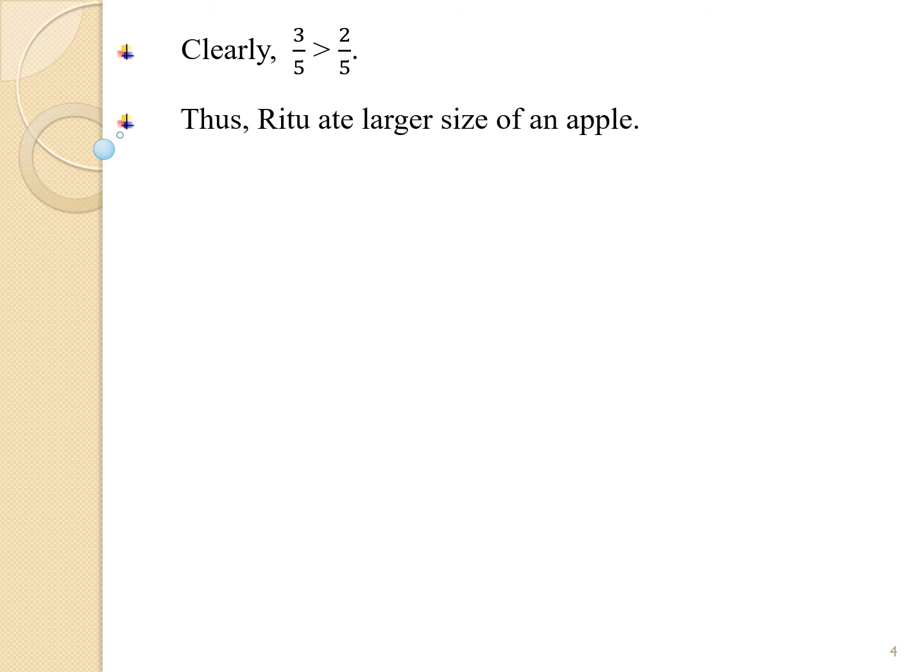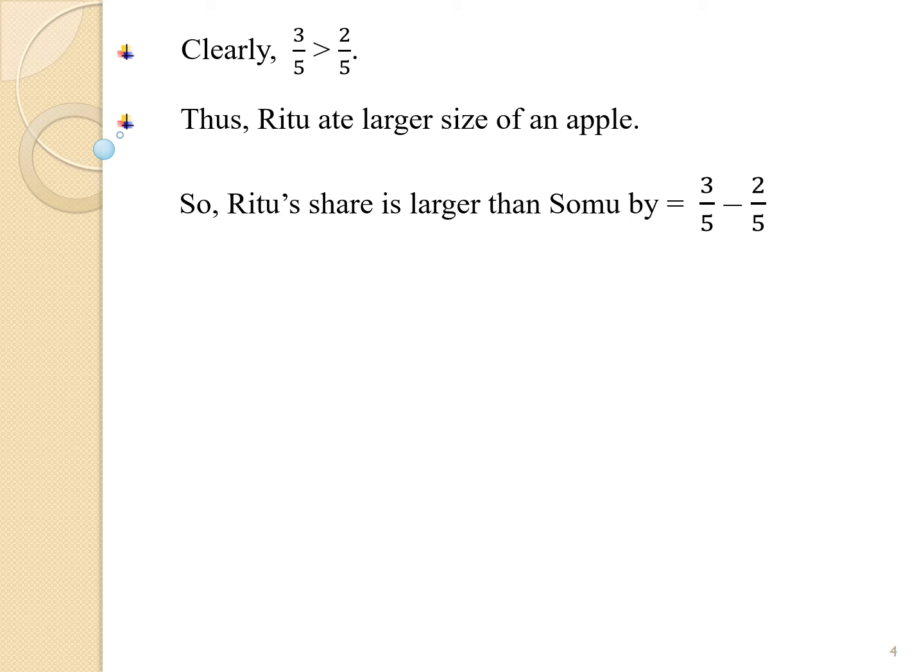Students, as 3/5 is greater than 2/5, we can say that Ritu ate a larger part of the apple than Somu. Now, finding out by how much Ritu's share is larger than Somu's, we get 3 upon 5 minus 2 upon 5. Subtracting numerator 2 from numerator 3 and keeping the common denominator 5 the same, we get 1 upon 5. Thus, Ritu's share is larger than Somu's share by 1/5.